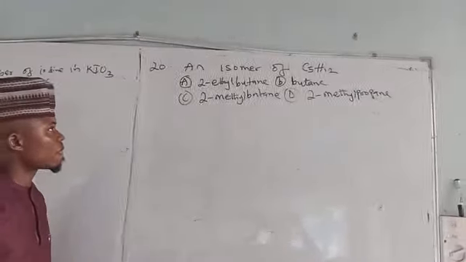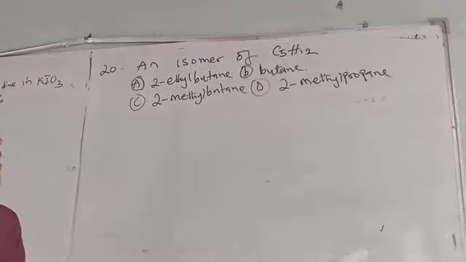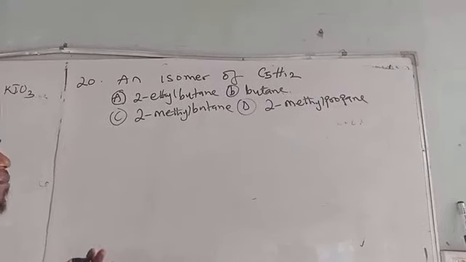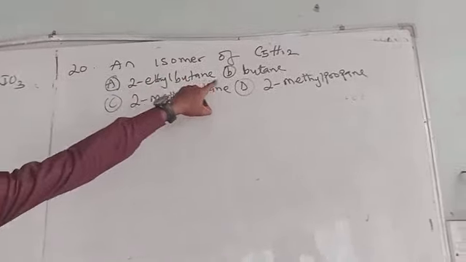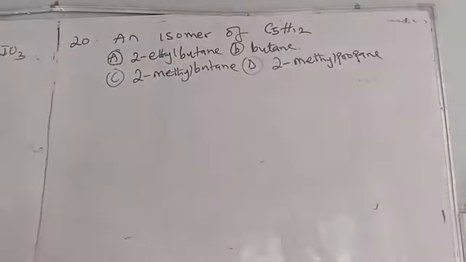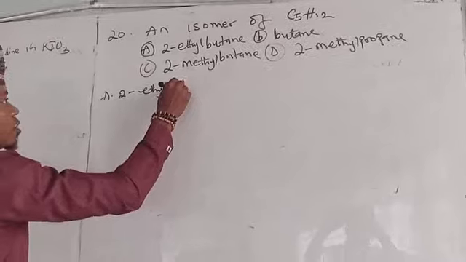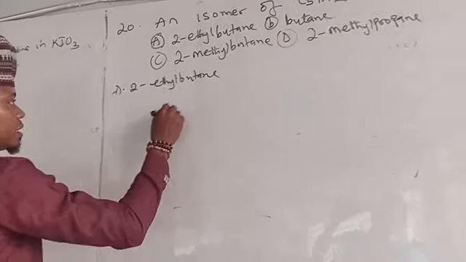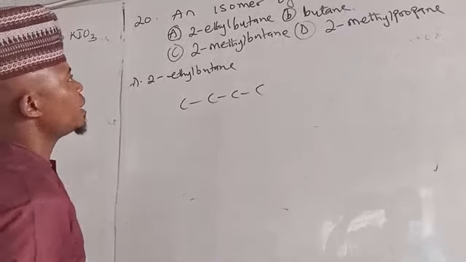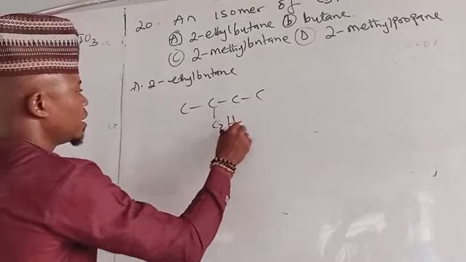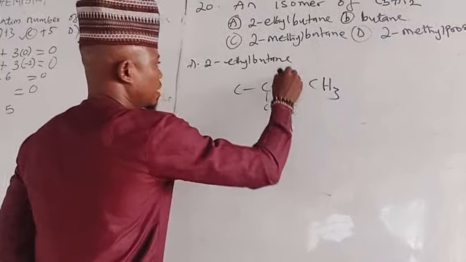Next question. An isomer of C5H12 is. Now remember, isomers have the same molecular formula but different structural formula. So let's see which of these will have the same molecular formula as this. A, 2-ethylbutane. They call it butane, that means it has 4 carbons. The ethyl, C2H5, is here. So we fill the remaining valences of the butane with what? Hydrogen.